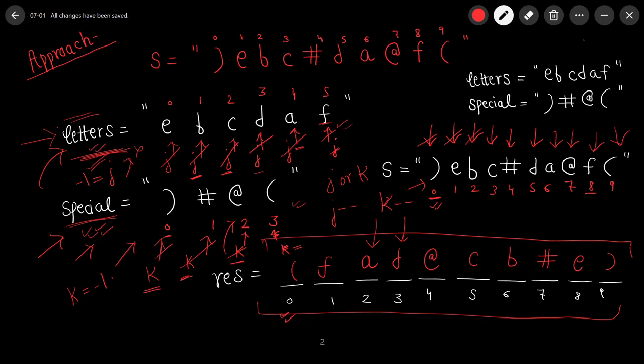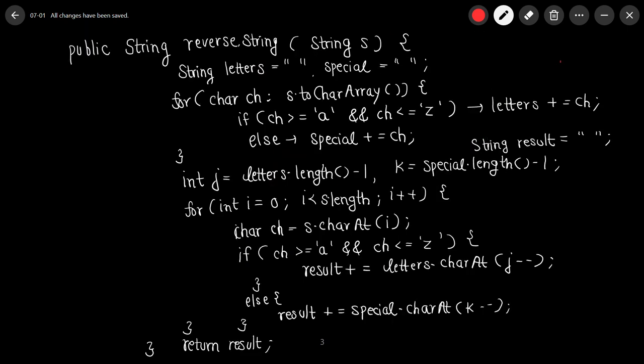And as you can see, we dealt with letters and special characters separately. That's why we got our desired output. So let me write the code also so things would become more clear. So coming to the code of our approach, we have to return the resultant string and we have a given string s.